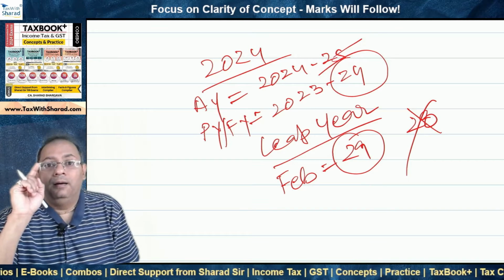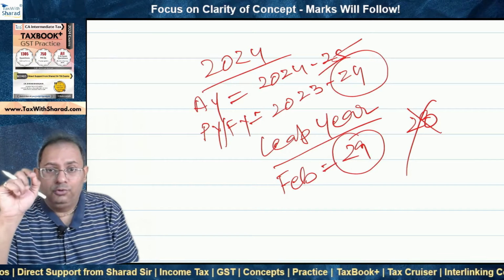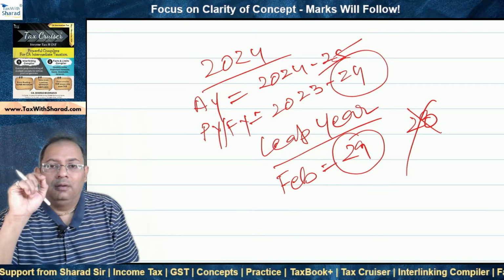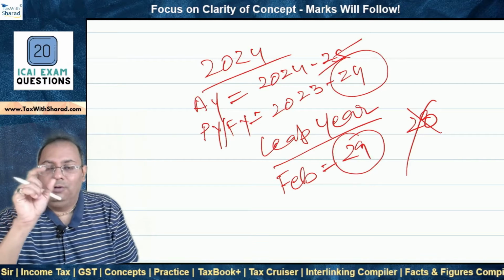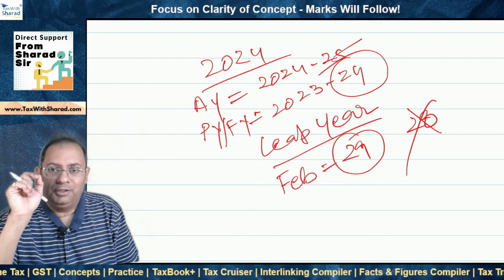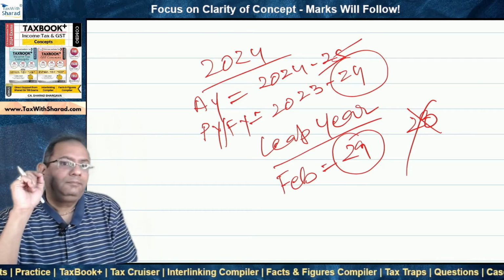Okay. Second example, depreciation threshold of put to use during the previous year is what? 180 days. If the asset is put to use for less than 180 days, only 50% of eligible depreciation, else full depreciation. So you need to be careful on this.